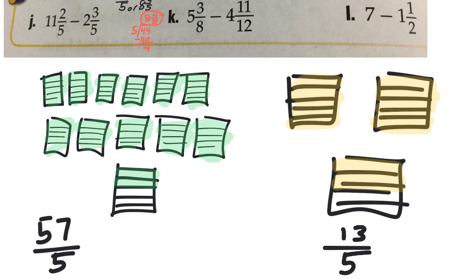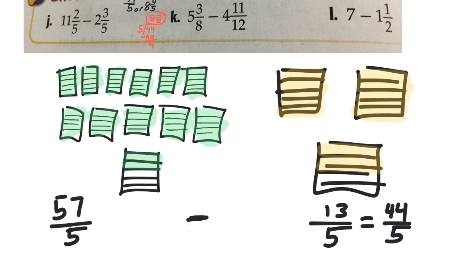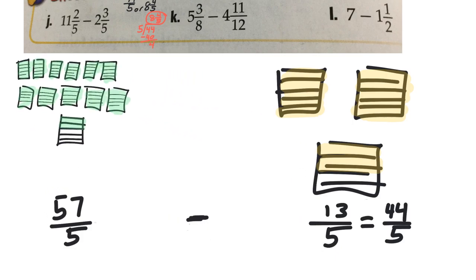And then we'll be looking to subtract these. So 57 over 5 minus 13 over 5, which is 44 over 5. When we subtract, keep the denominator the same, and then 57 minus 13 is 44. Any other questions on the first one? 11 2/5 minus 2 3/5.